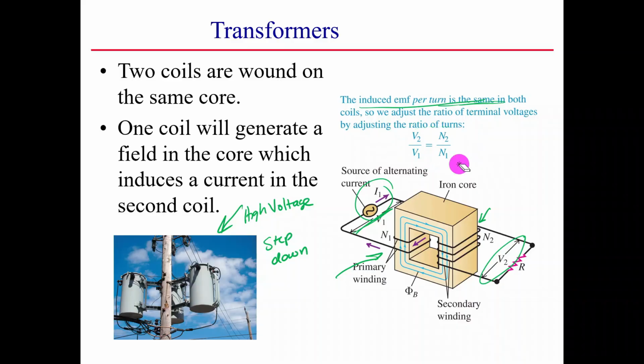So I can see that if I take a primary voltage here, and I have a number of loops, if I increase the number of turns, my voltage then increases. So if I go from a higher voltage to a smaller voltage, I have to just adjust the ratio of turns in order to step down that voltage.